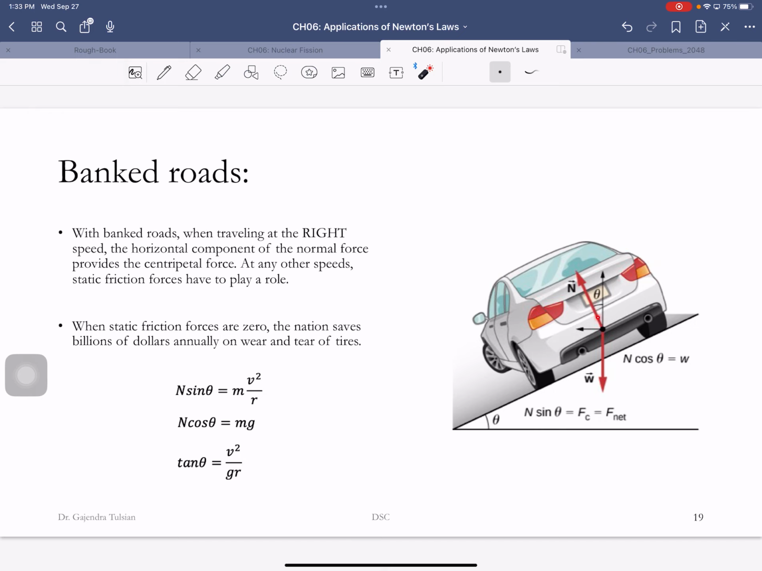When you bank a road, there is a normal force. This component of the normal force is balancing the weight, and this component of the normal force is providing the centripetal force. If the bank angle is right, this is large enough to provide the centripetal force, and you don't need any friction force. If you're going too fast, then you would need a static friction force, and if you're going too slow, you'd need a static friction force in that direction. But if you're going at the right speed, you don't need a static friction force, and then you save the country billions of dollars.